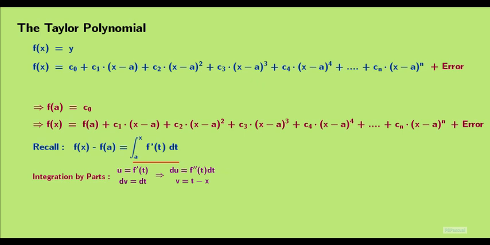Integration by parts says that we should get uv minus the integral from a to x of v times du. u is equal to f prime of t. v is equal to t minus x. And this first part coming from integration by parts should be evaluated from a to x. And then we subtract the integral from a to x of v, which is t minus x, times du, which is f double prime dt.